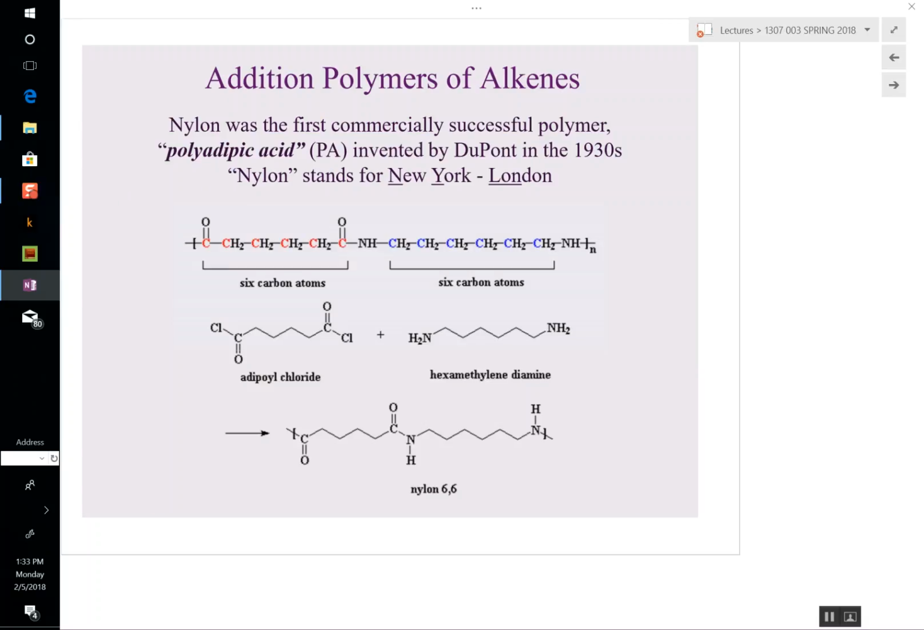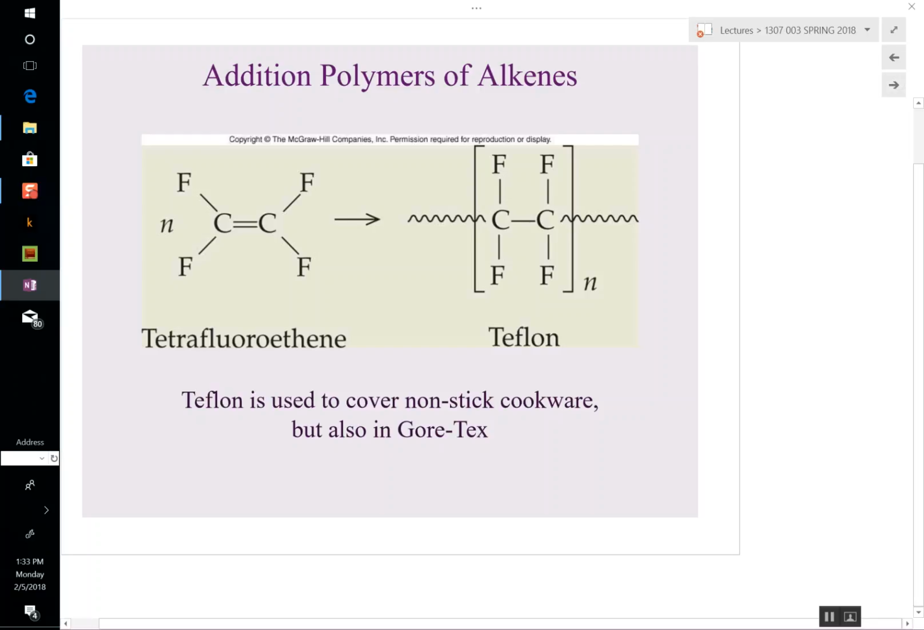Here is nylon, polyadipic acid, nylon. Let's not worry about that one. That's a little bit more complicated, so don't worry about that one. Here's Teflon. This is tetrafluoroethene. So you got an ethene molecule, but instead of hydrogens on it, it's all fluorine. And you polymerize that. N could be 200, 1,000, 10,000, whatever. And you get Teflon. You get this polymer that is non-stick in nature.